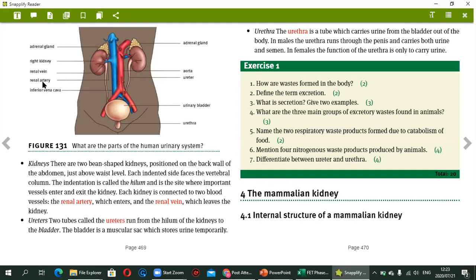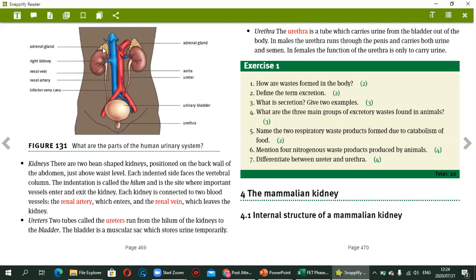Then we've got the renal artery over here. That's the renal artery over there. You've got the renal vein. There is the renal vein. You've got the right kidney. So you've got the renal vein and arteries on both sides of the kidneys. This is your right kidney and this is your left kidney.